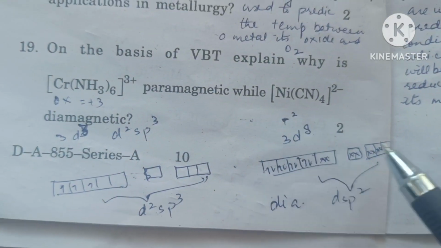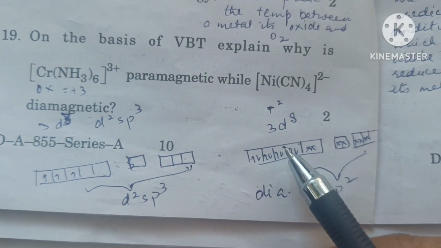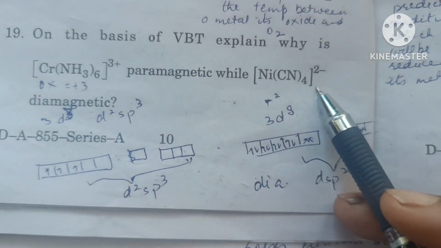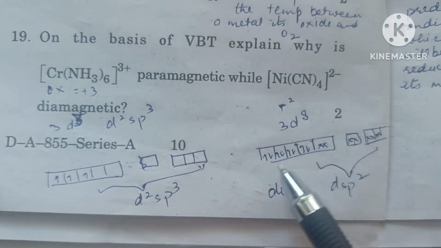In tetracyanonickelate 2, the configuration is 3d8. तो cyanide is a strong field ligand, तो पेयरिंग करा देता है.